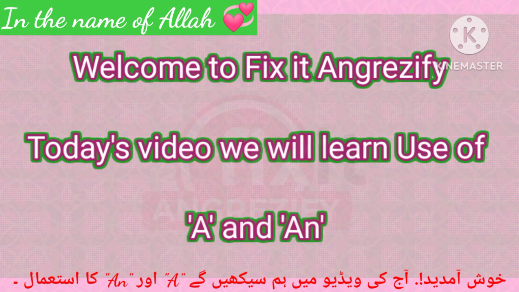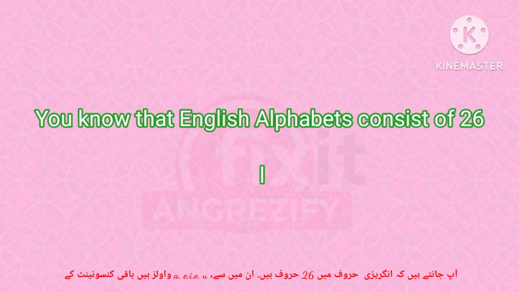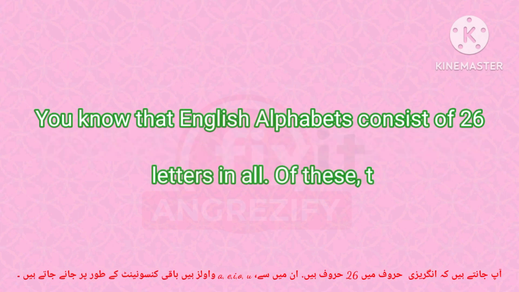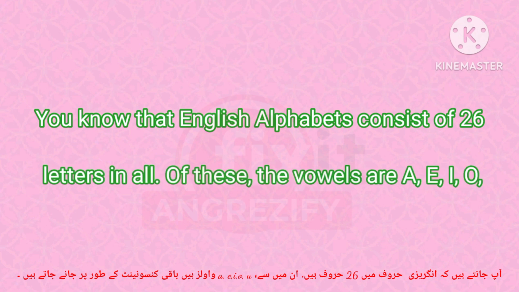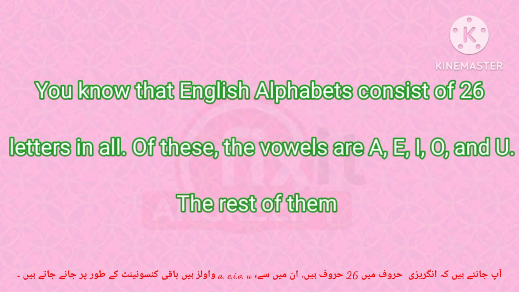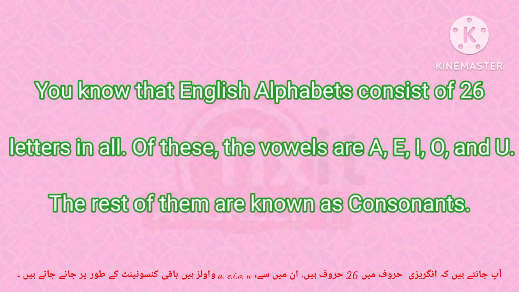Today's video we will learn the use of A and AN. You know that the English alphabet consists of 26 letters in all. Of these, the vowels are A, E, I, O and U. The rest of them are known as consonants.